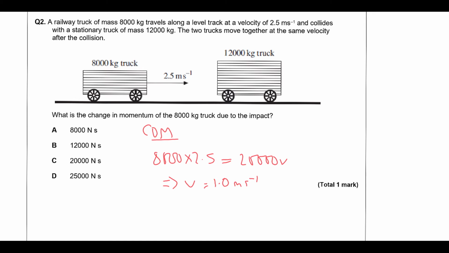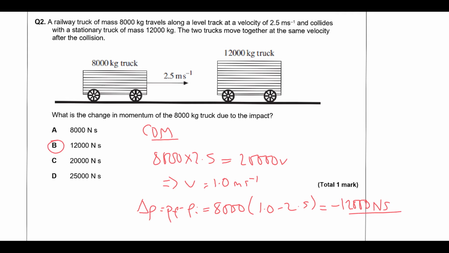meters per second. So the change in momentum is going to be the final momentum minus the initial, which is going to be the mass, which is 8,000, times 1 minus 2.5. So 1 minus 2.5 times 8,000 gives you minus 12,000 newton seconds. So the change in momentum is going to be 12,000, which is option B there. Okay, let's move on.